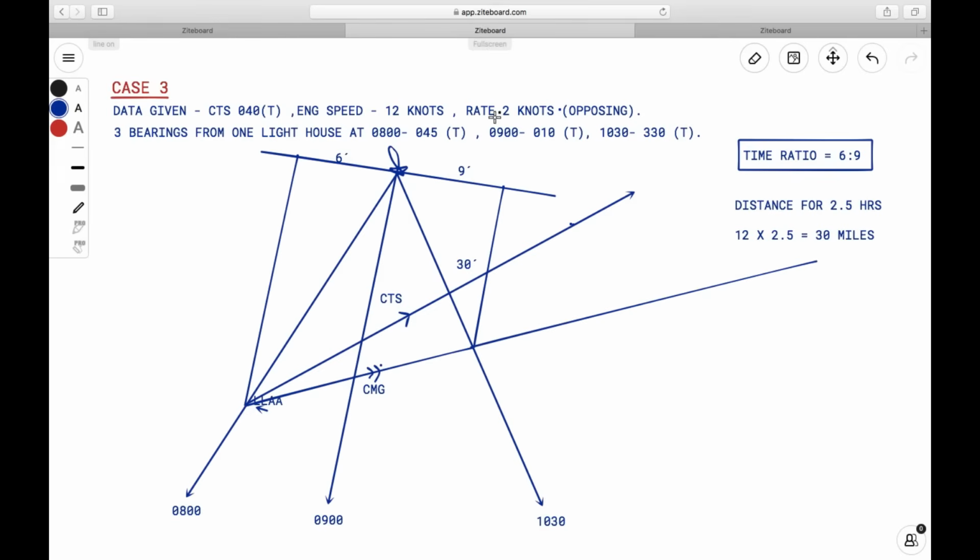So the only thing we know is rate 2 knots. So you need to see how much the rate is for 2.5 hours. Rate for 2.5 hours will be 2.5 into 2 knots, that will be 5 miles. 5 miles that we need to apply. So from this point, cut an arc of 5 miles like a circle. Suppose this is a circle of radius 5 miles.